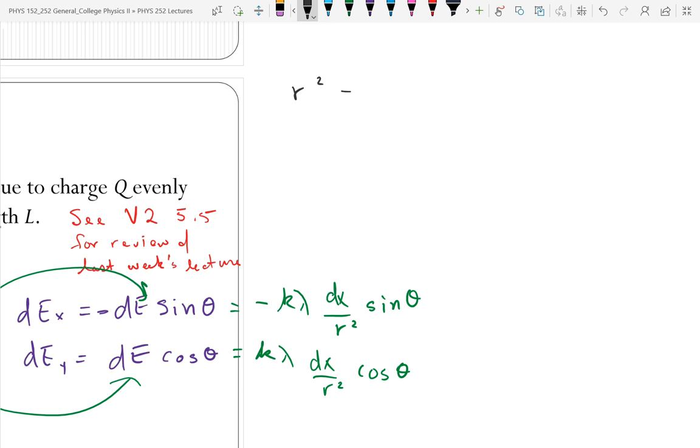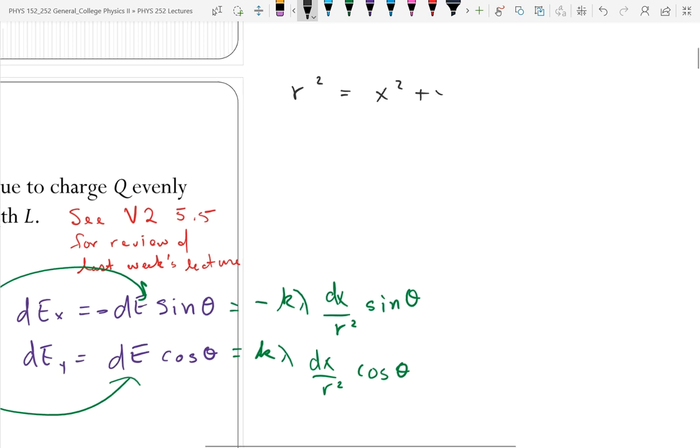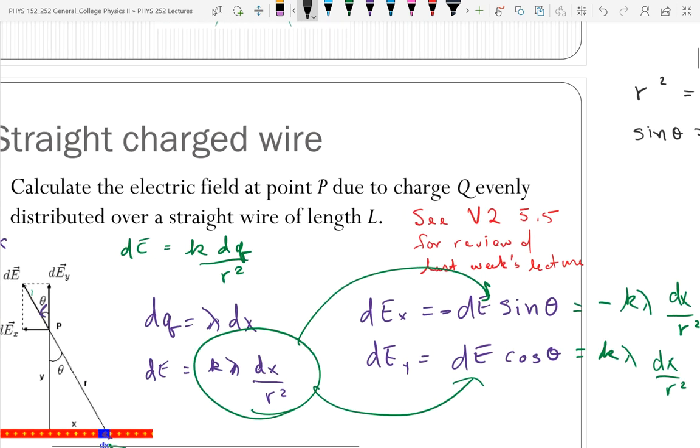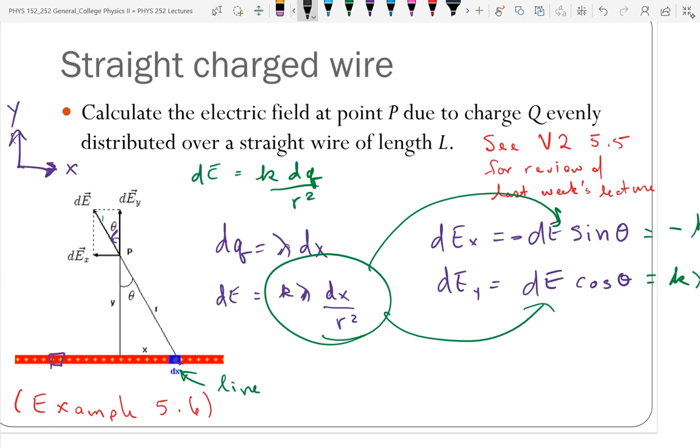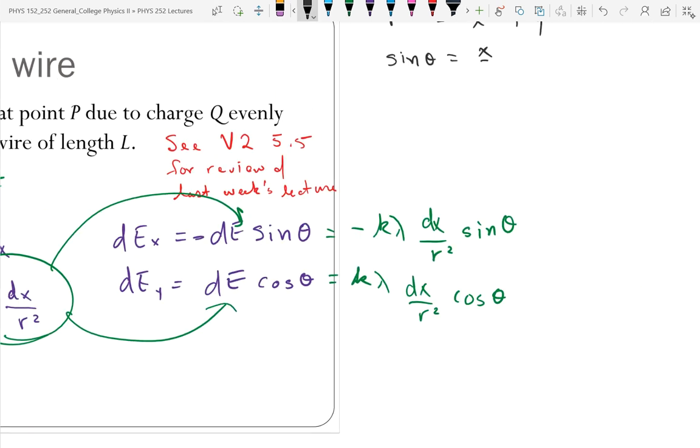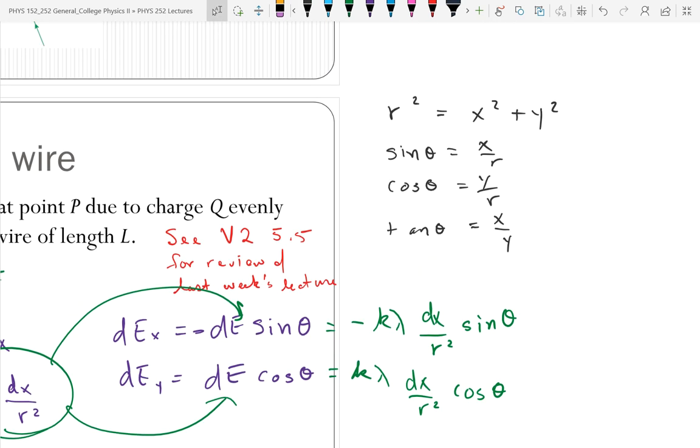I have r squared is equal to x squared plus y squared. I have sine of theta is equal to, and I'm just going to look at the picture to make sure it's right, opposite over hypotenuse, so x over r. Cosine of theta is equal to adjacent over hypotenuse. Tangent of theta is equal to opposite over adjacent. So I have these four relationships that I could use to eliminate two variables.